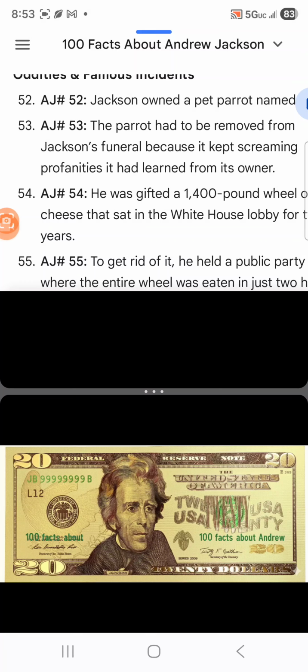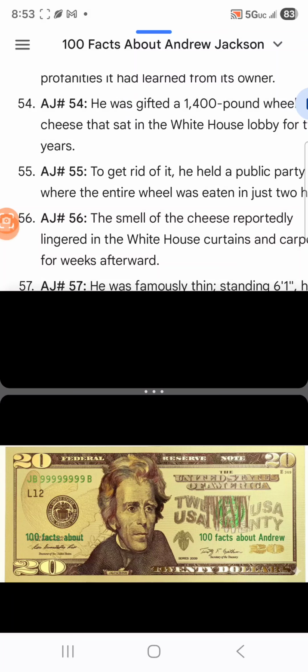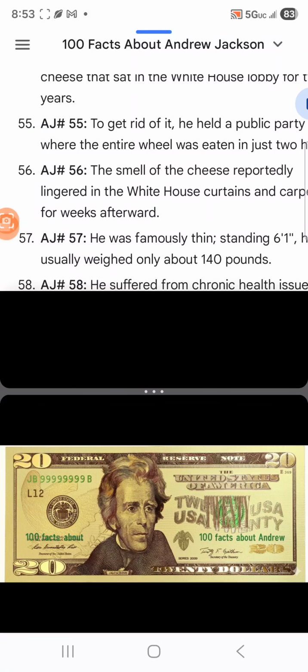54. A.J. number 54. He was gifted a 1,400-pound wheel of cheese that sat in the White House lobby for 2 years. 55. A.J. number 55. To get rid of it, he held a public party where the entire wheel was eaten in just 2 hours. I wonder who gave him that wheel of cheese. Was it the Dutch? I don't know. 56. A.J. number 56. The smell of the cheese reportedly lingered in the White House curtains and carpets for weeks afterward.